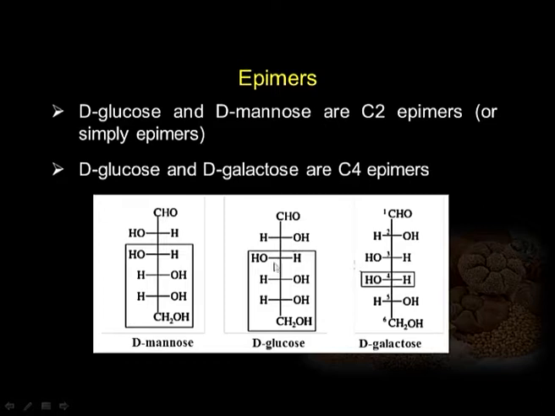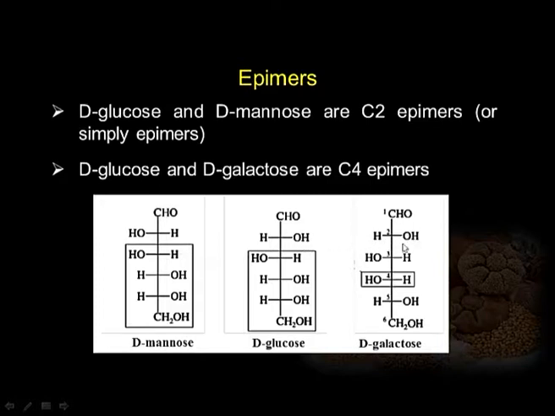So, that is why we say that D-mannose and D-glucose are C2 epimers. As I said, if the epimerization is at carbon number 2 only, then we can avoid using the number of carbon and we can simply call them epimers.